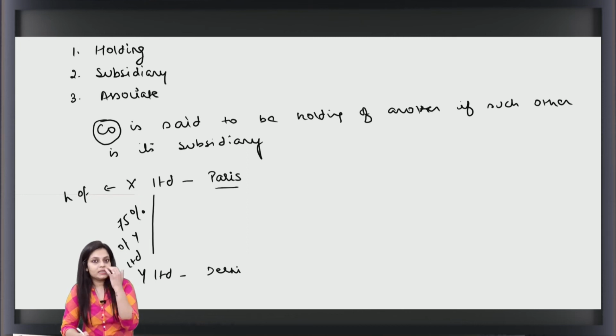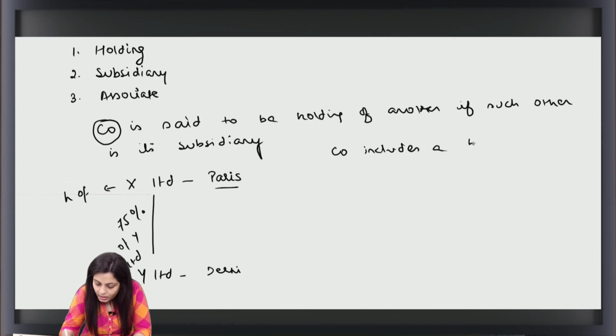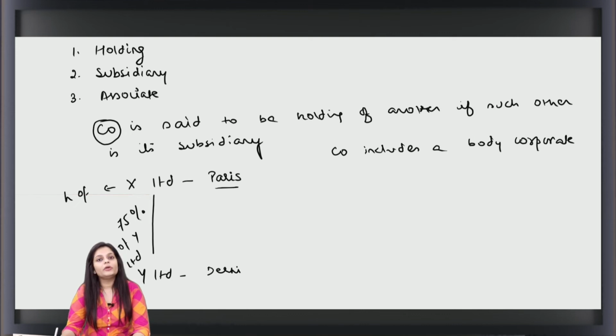So under the Companies Amendment Act 2017, they added an explanation to this definition, and they said, for the purpose of this clause, I did not say for the purpose of this section, because it's not for the entire section 2, for the purpose of this clause, company includes a body corporate. What is a body corporate? A body corporate is a company including a foreign company. So now is it holding subsidiary? Yes. So what do we mean by holding? A company is said to be the holding of another if the other is its subsidiary.